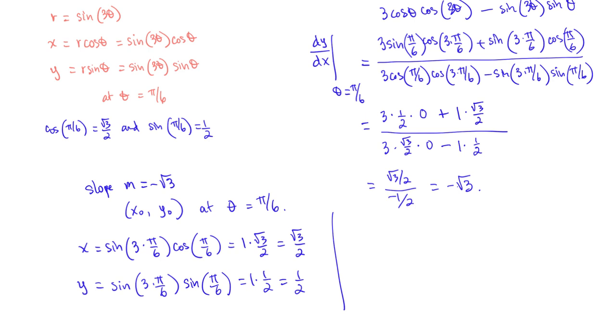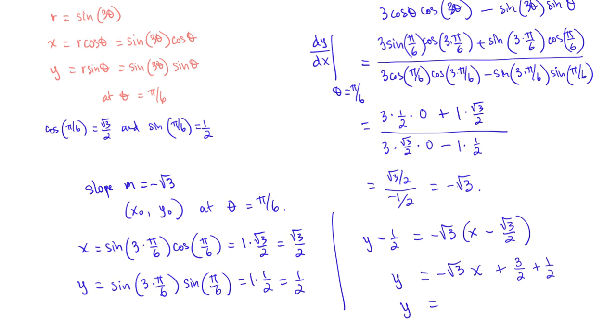Thus, the equation in point-slope form is y minus y0 equals m times x minus x0. Thus, y is minus root 3 x plus root 3 times root 3 over 2, which is 3/2, and then plus 1/2. Or simply y equals minus root 3 x plus 2. This is the equation of the tangent line to the curve at the point where theta is pi over 6.